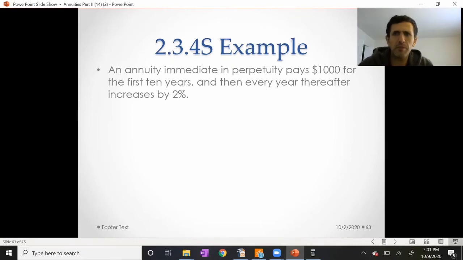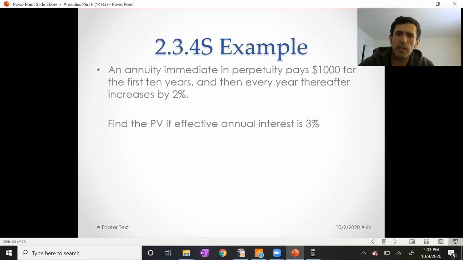So we have an annuity immediate in perpetuity that pays $1,000 for the first 10 years, and then every year thereafter increases by 2%. Let's find the present value if effective annual interest is 3%. Okay, so what I want to do is draw the time diagram. That's very helpful here.